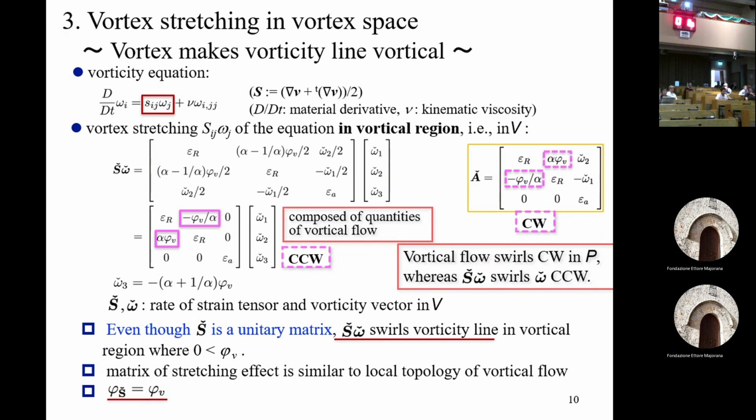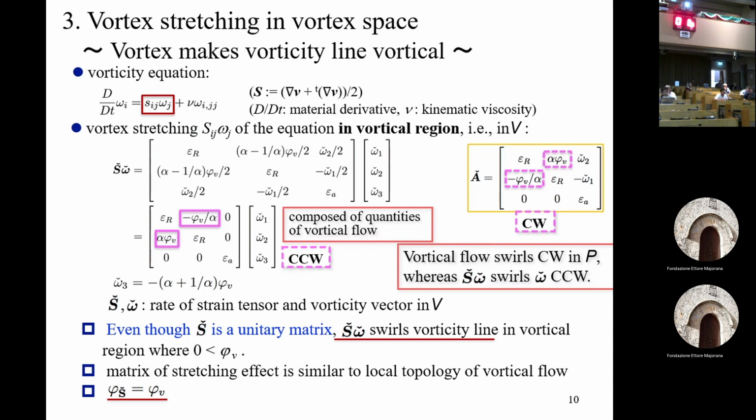And next, we formulate the vortex stretching in the vortex space. The vorticity equation can be derived by operating rotation on the Navier-Stokes equation. The vortex stretching can be expressed by this term, where S denotes the rate of strain tensor. And in the vortex space, the rate of strain tensor can be expressed by these terms. And the stretching term S omega can be expressed by these equations.